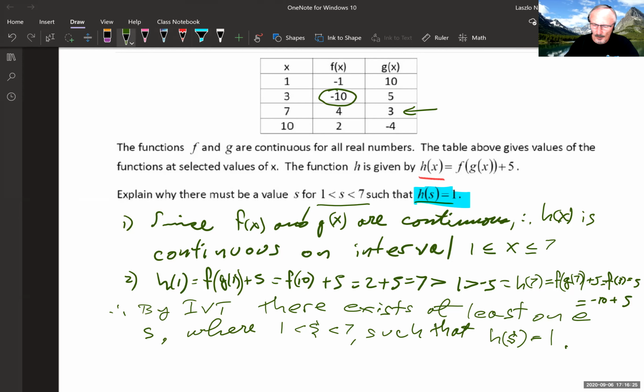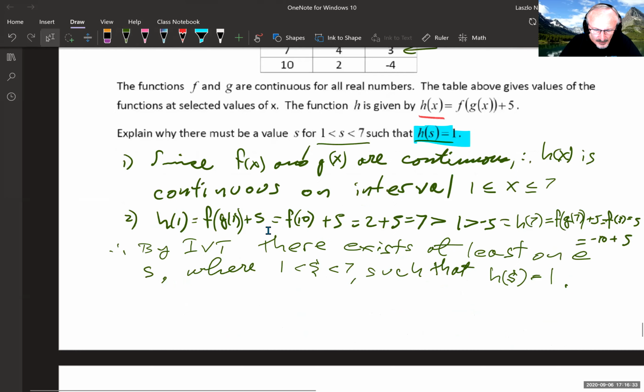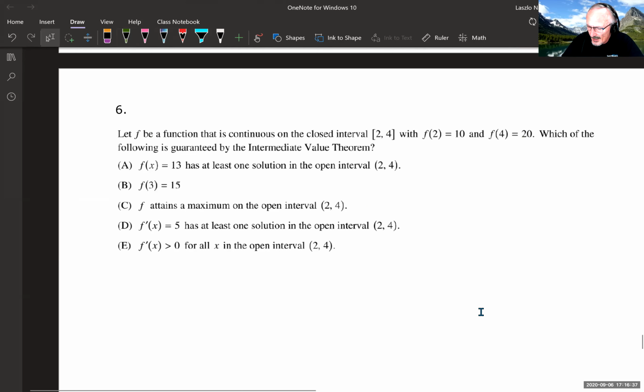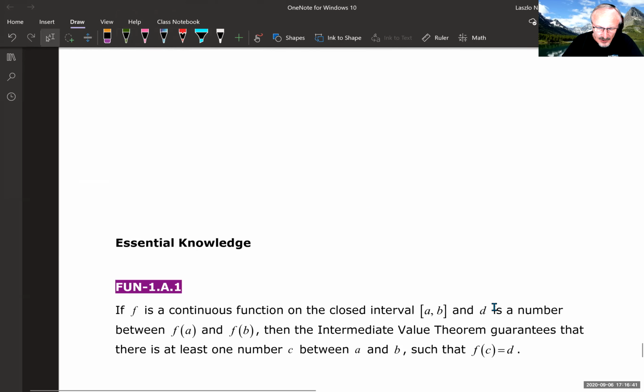That was a lot of work. I think most of the work, however, was simply dealing with the composition of functions and pulling values from the tables, and we did a good job. Now we're getting to the end of our journey. As you can see, this is simply the essential knowledge.